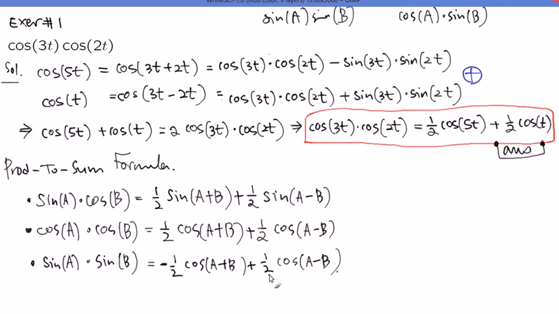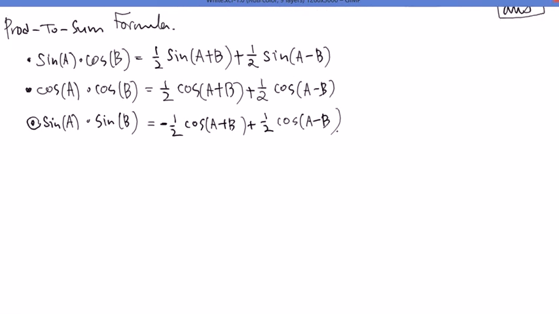So pay attention to the third one. This is where the mistake happens again. Sine times sine is derived in that form. So anytime you have sine times sine, cosine times cosine, or sine times cosine, you can write it in a lot better form for physics and calculus. This is called the product to sum formula.